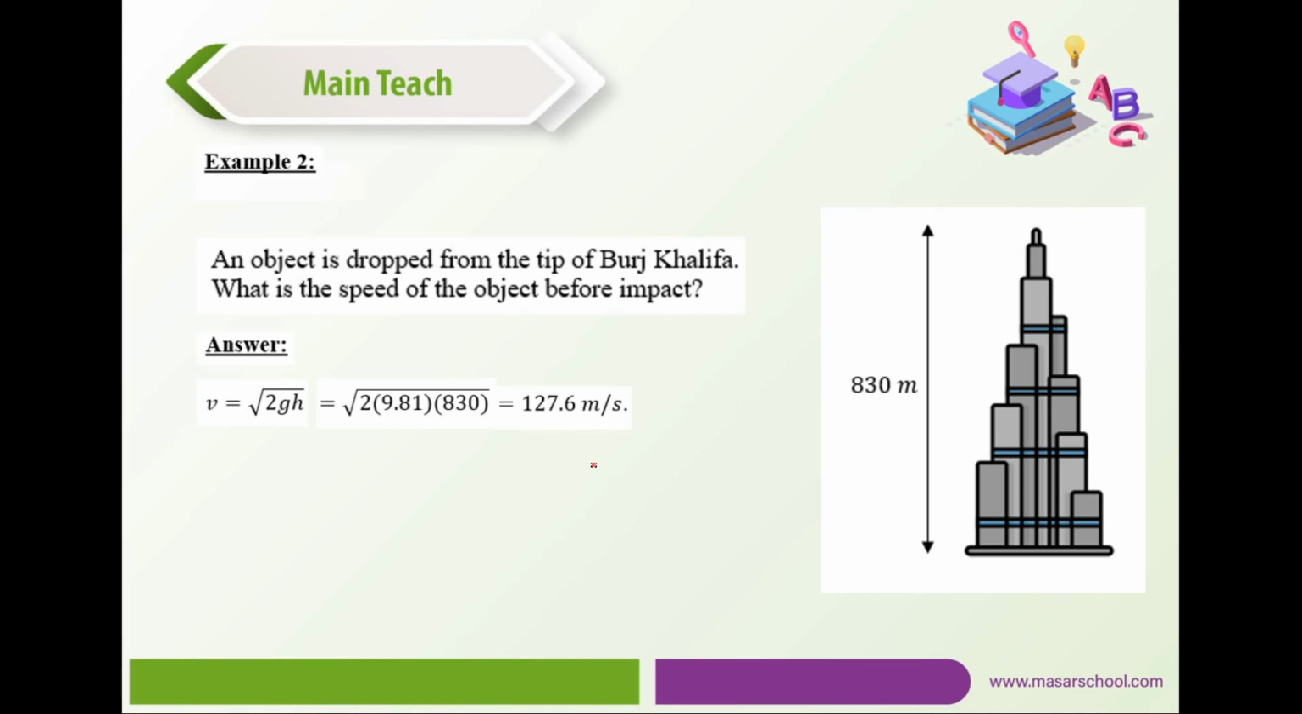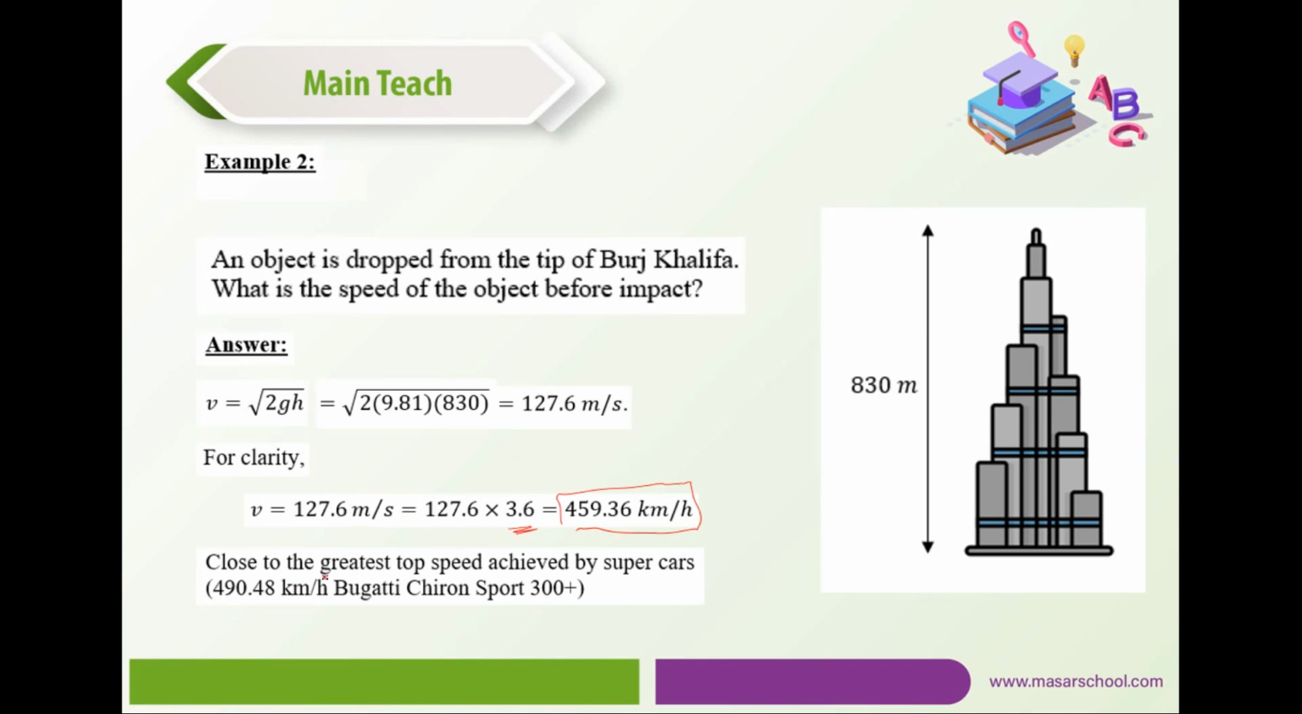So let's convert it, for example, to kilometers per hour. And this is done by multiplying by 3.6, and the value of the speed is given by 459. And knowing that this speed is close to the greatest top speed achieved by supercars, which is achieved by Bugatti Chiron, which is given by 490 kilometers per hour. Then this free fall for 13 seconds is enough to generate a speed for the object of that much.